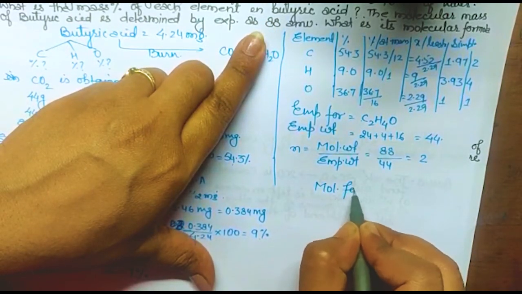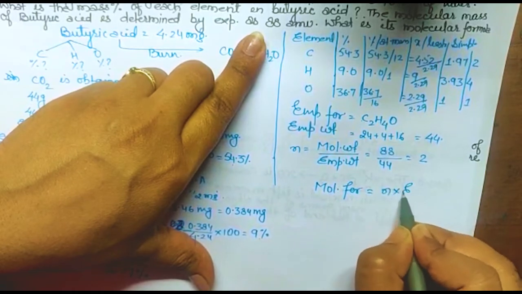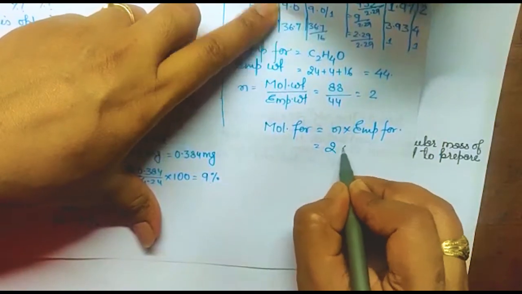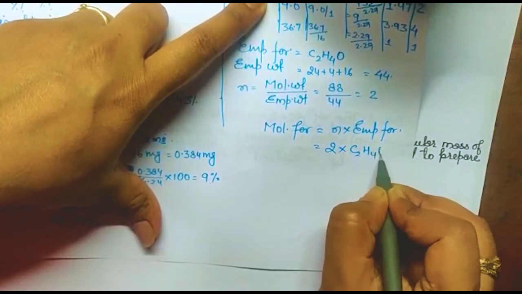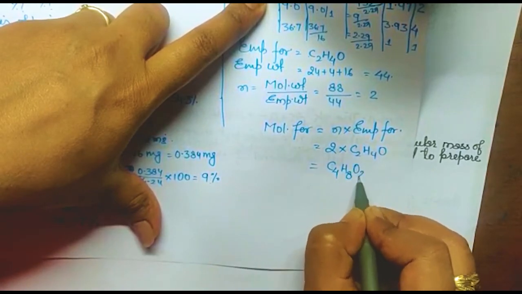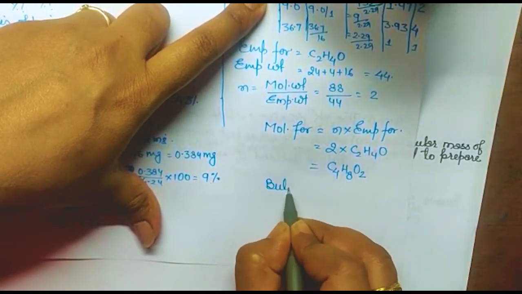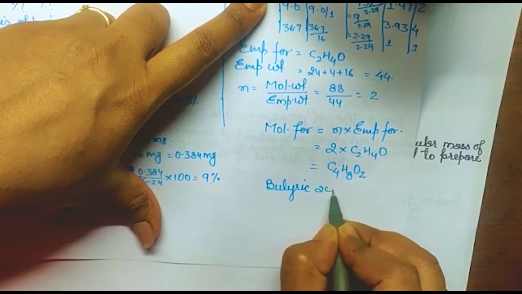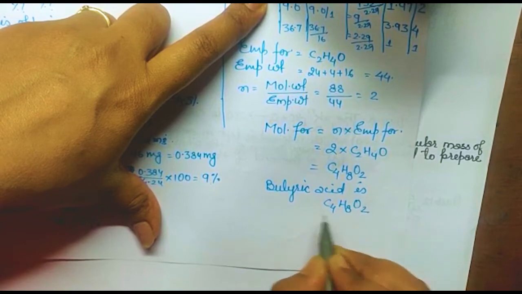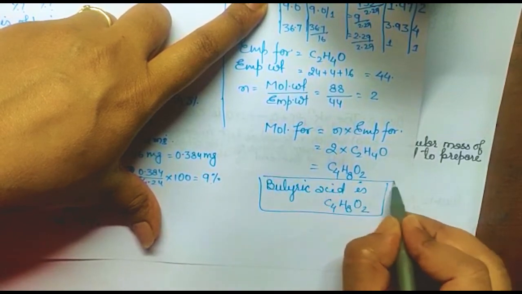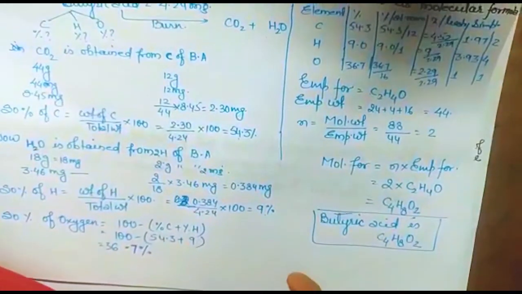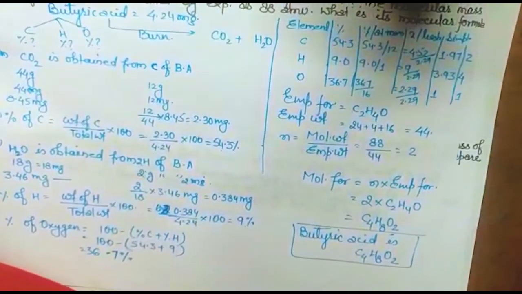So what will be the molecular formula? Molecular formula is equal to n into empirical formula, isn't it? So n is equal to 2 and the empirical formula is C2H4O. So what will be the formula? C4H8O2. So butyric acid is C4H8O2. Got it? We got the molecular formula of butyric acid, isn't it? Is there any problem? Okay, so let's start question number 7.